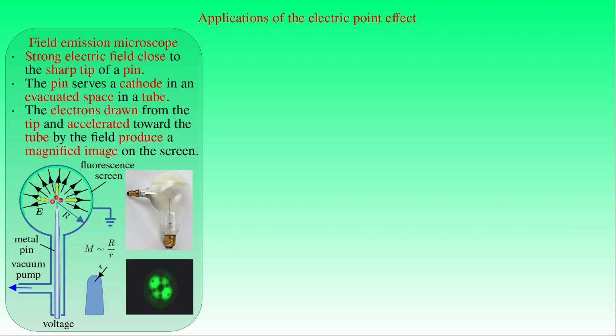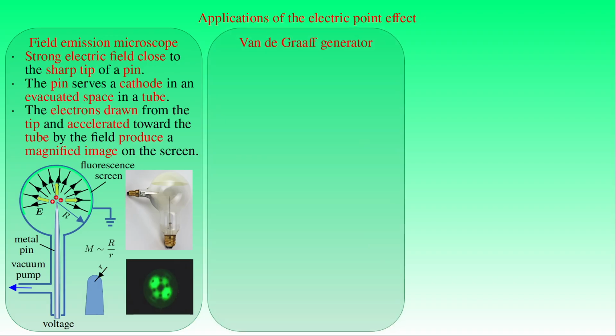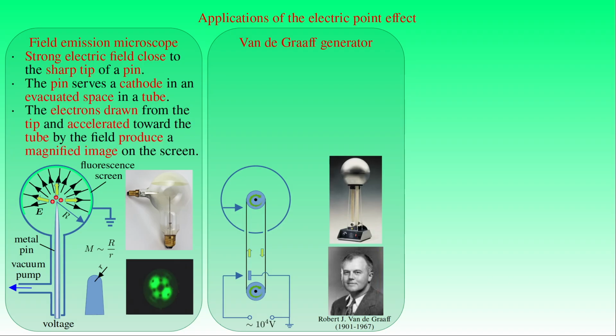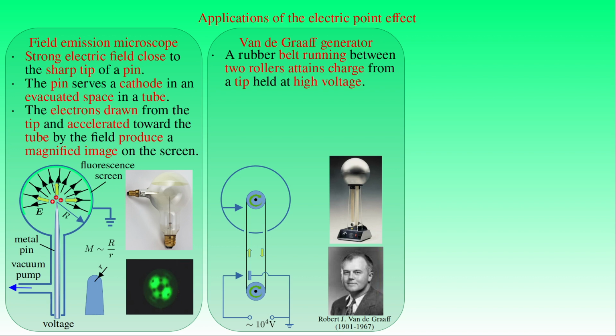The next example for applications utilizing the electric point effect is an electrostatic machine producing high static voltages, that was designed by Robert J. van de Graaff, an American physicist, and it is known as the van de Graaff generator. A specimen of this apparatus is seen in the photo, and this schematic diagram will help us to understand its working principle. A rubber belt, sometimes made of silk or other elastic dielectric material, runs between two rollers driven by an electric motor. Due to the point effect, the belt attains charge from the tip held at a potential of a couple thousand volts, and the charge is transferred by the moving belt into a hollow metal sphere, also known as the dome.